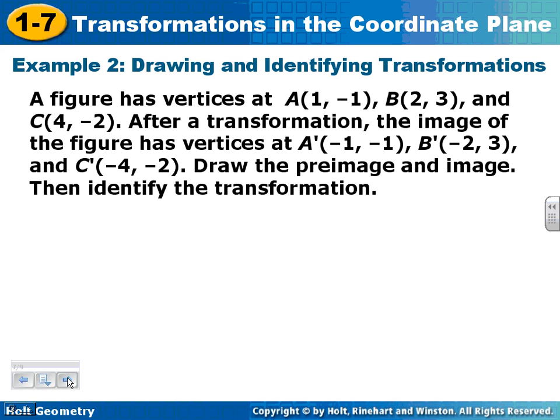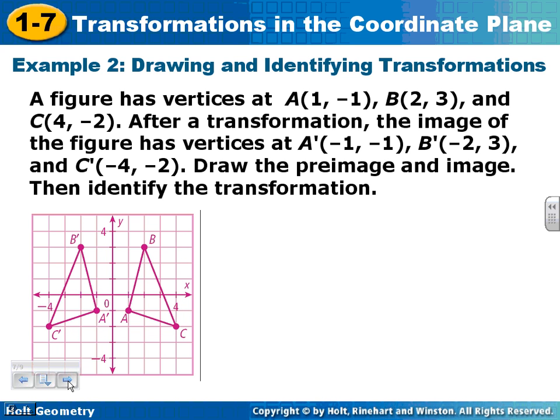Next slide. A figure has vertices A, B, and C, and the coordinates are there. After a transformation, the image of the figure has vertices A prime, B prime, C prime. Draw the pre-image and image, then identify the transformation. Okay, it's already drawn for you. Here is A, B, C, and the transformation goes to A prime, B prime, and C prime.